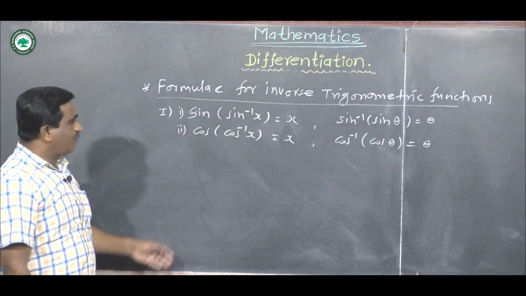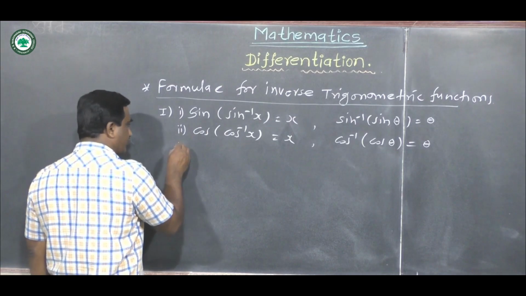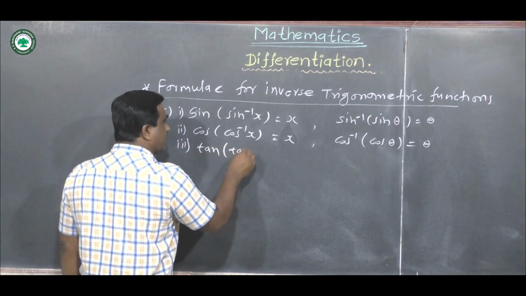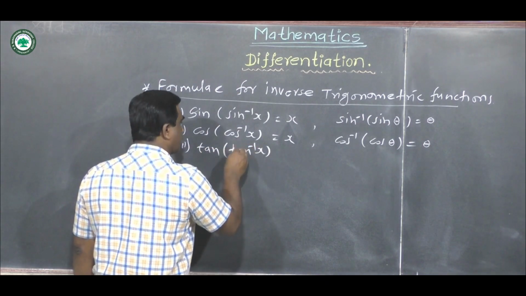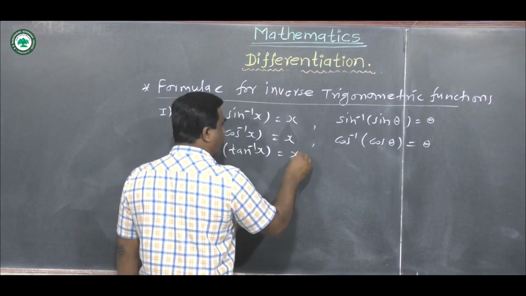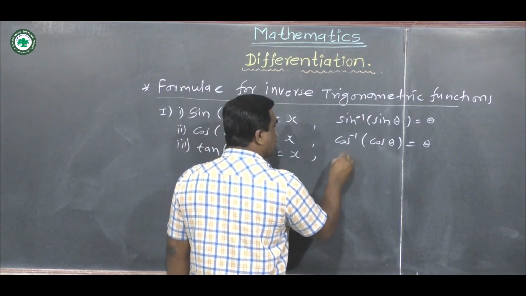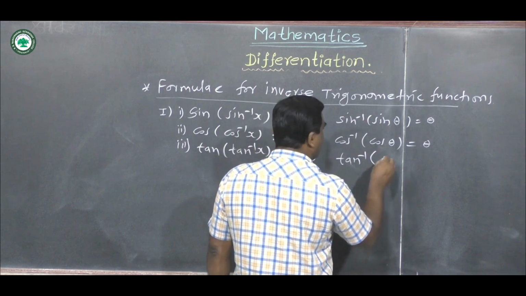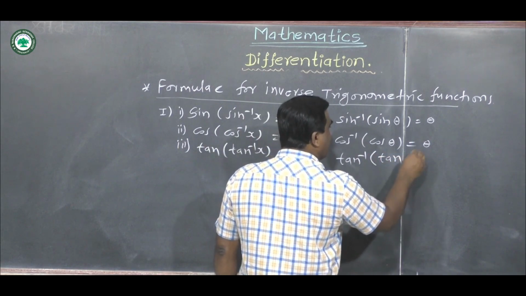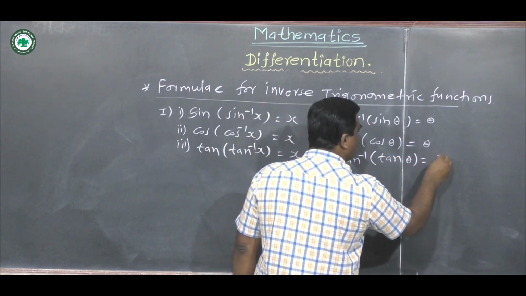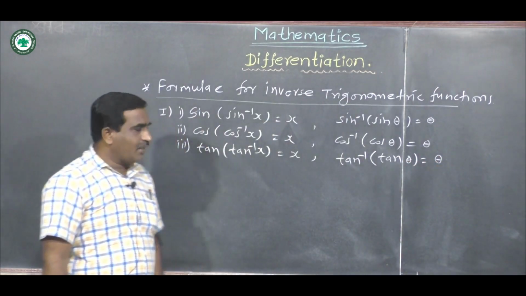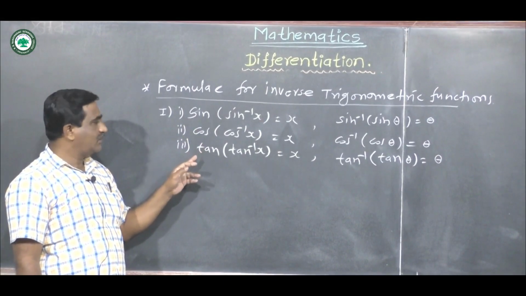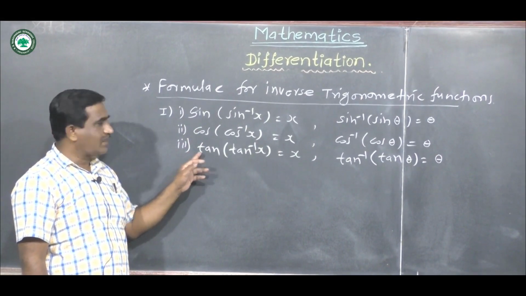You can write again the formula for tan of tan inverse x is equal to x, and tan inverse of tan theta is equal to theta. Again we can write the formulae for cot, sec, cosec in the same manner.